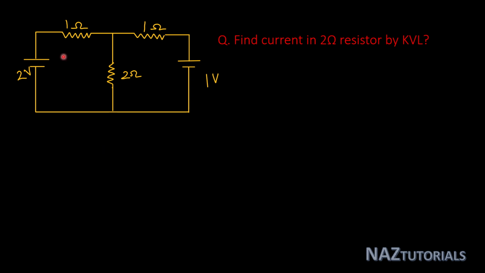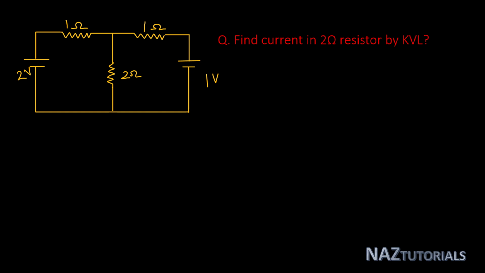Hello everyone. For a given circuit, we have to find the current in the 2 ohm resistor by using KVL. If we analyze any circuit, we have to follow two methods for finding a current. One is mesh analysis, the other one is nodal analysis. For mesh analysis, we apply KVL, and for nodal analysis, we apply KCL.